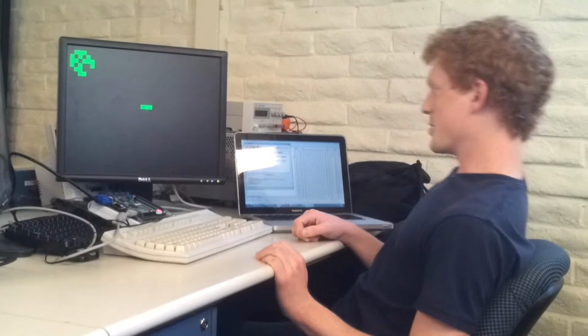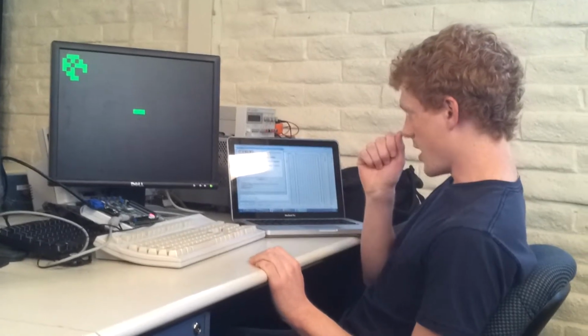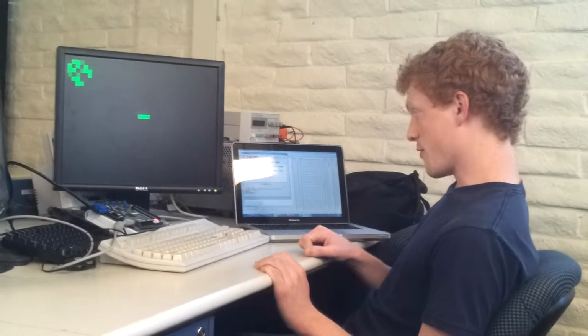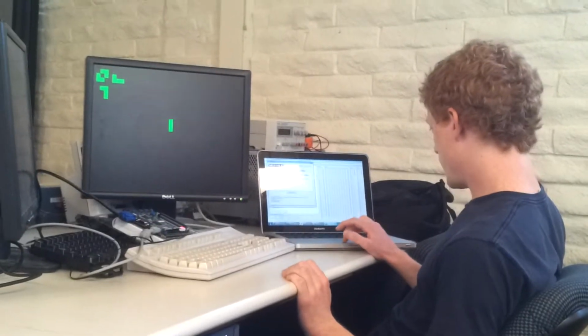Okay. Alright, so this is CPU 233. We created a CPU in VHDL, and then for our final project we created something that ran on it in assembly.